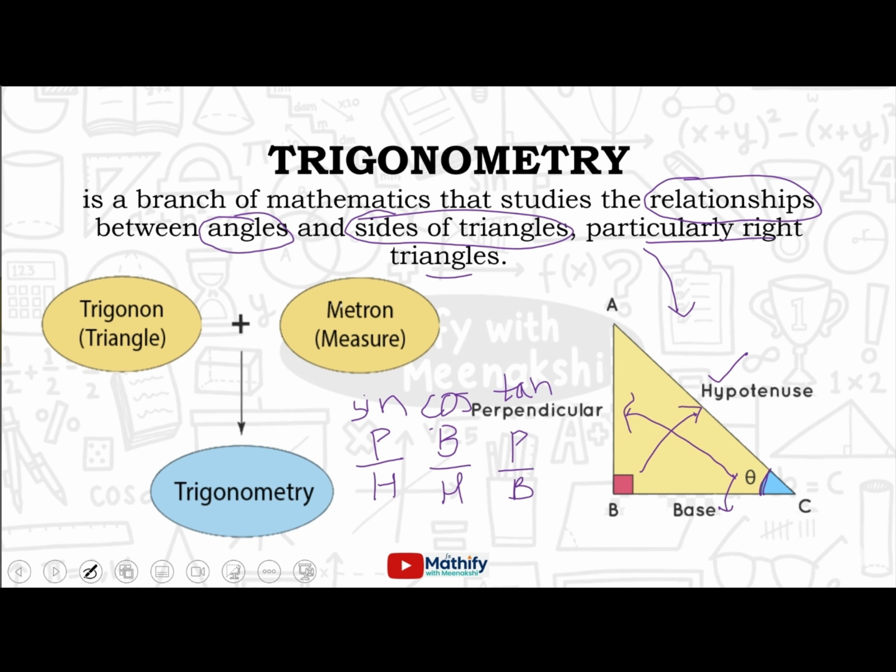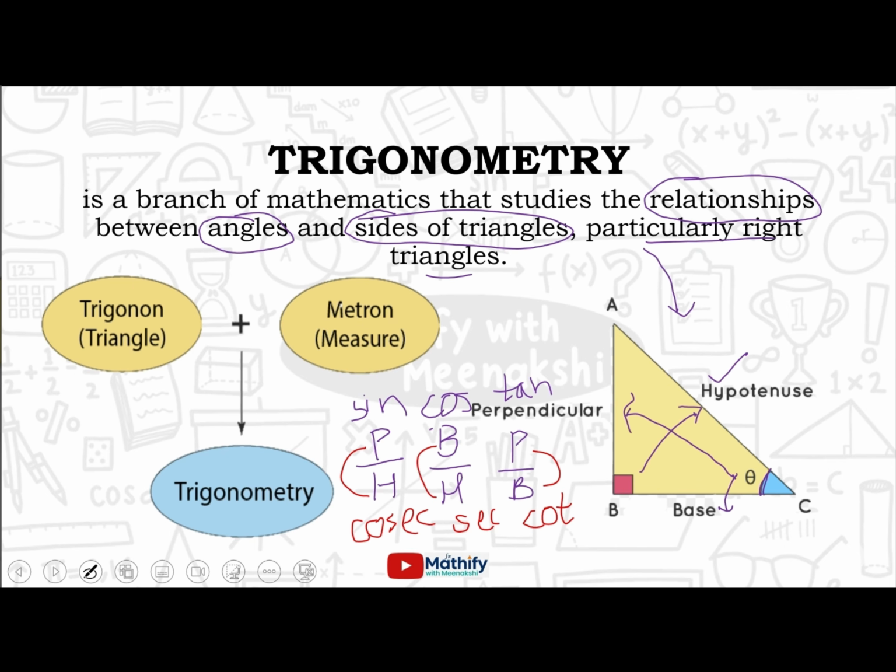Now, what about the other three trigonometry ratios? That is cosec, sec, and cot. They are the reciprocals of these three. Cosec is H by P, sec is H by B, and cot is B by P. Now we understand trigonometry ratios.